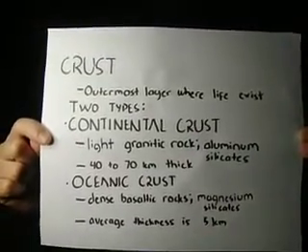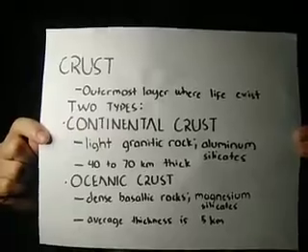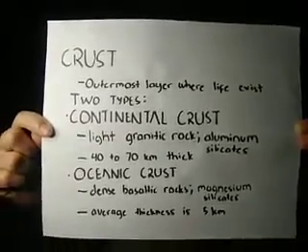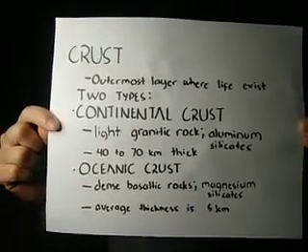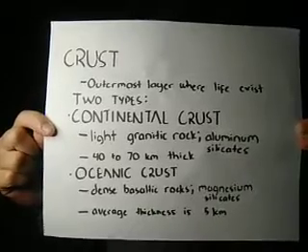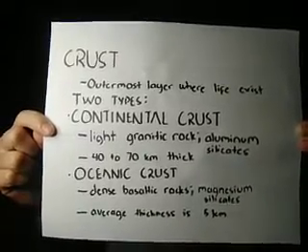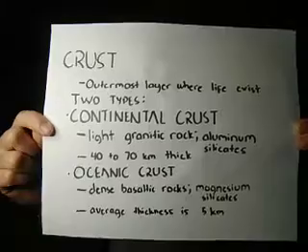The oceanic crust is the crust that underlies the ocean bed. It is made up of dense basaltic rocks composed of magnesium silicates. The average thickness of oceanic crust is about 5 kilometers.